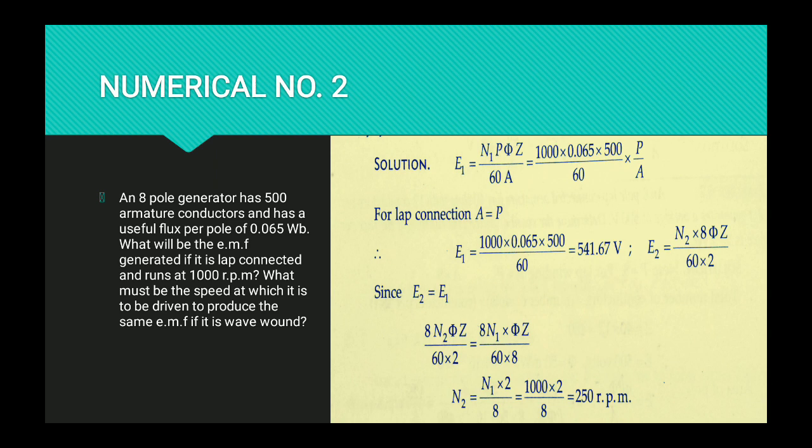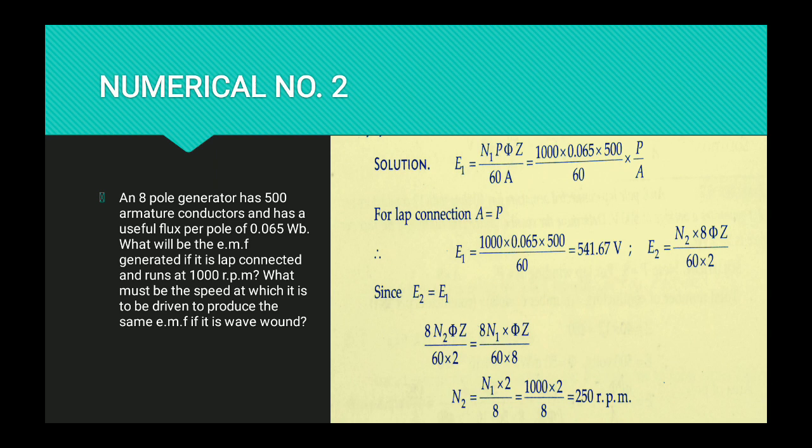So N1, we know, is 1000 rpm. So 1000 into 2 by 8 equals 250 rpm. So in case of wave wound generator, or wave connection or wave winding in the armature, we have seen that the speed is reduced and it is 250 rpm. So this is the second numerical.